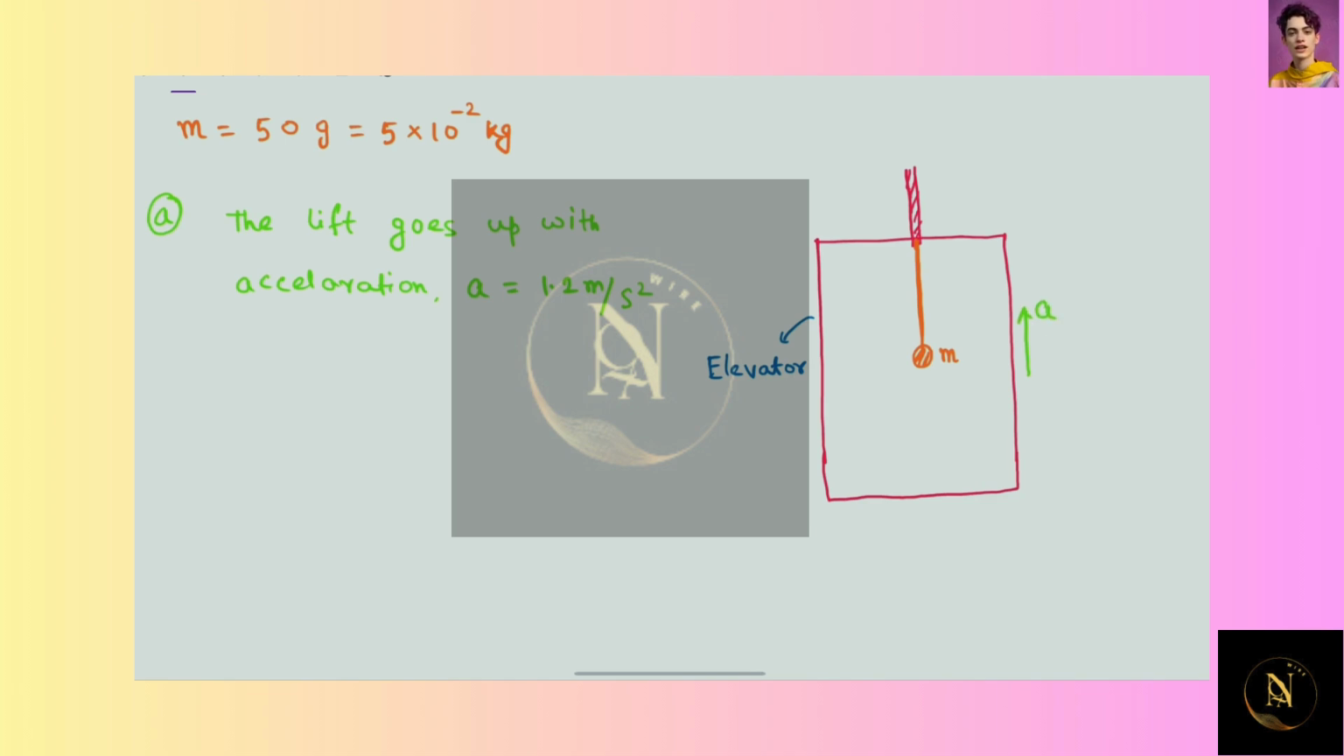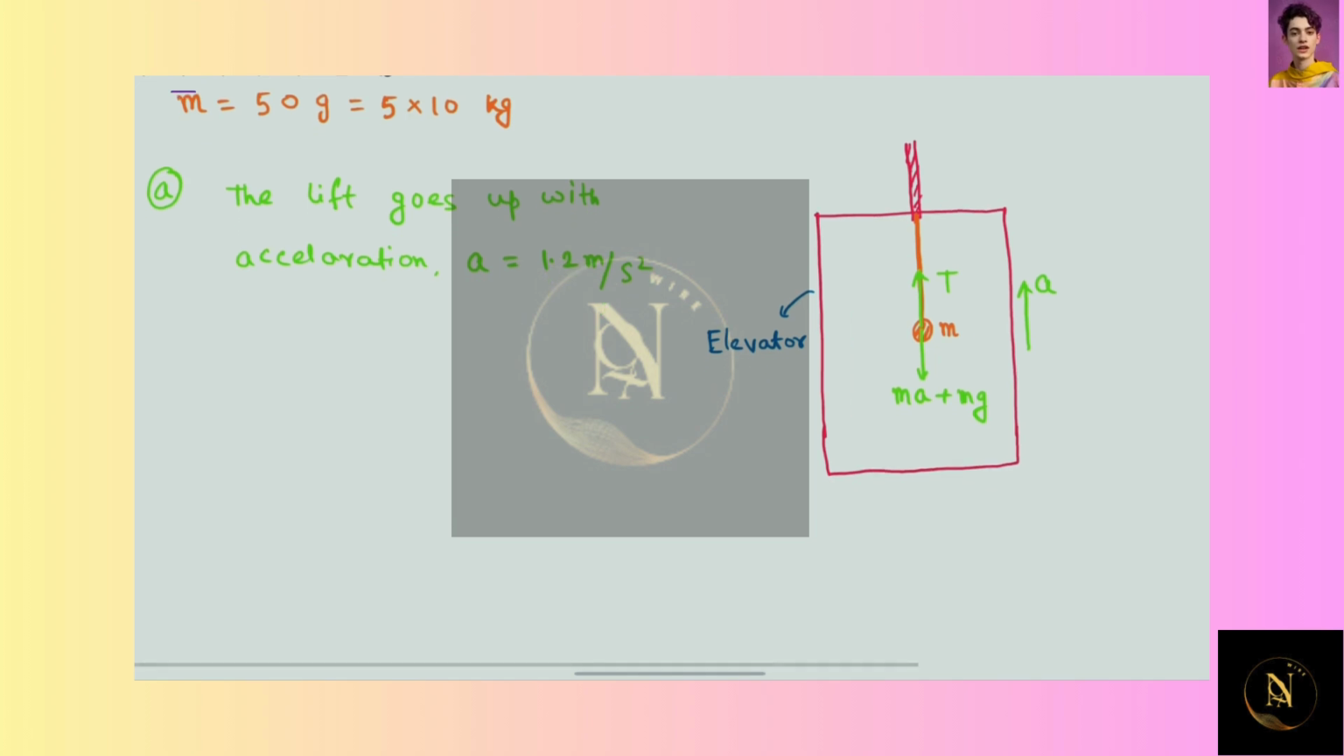Now on the bob, because of the movement of the lift, there will be a pseudo force acting in the opposite direction of the motion of the lift. So ma force will be acting downward. At the same time, the weight of the block, that is mg, will be acting in the downward direction. A tension force will be acting on the bob in the upward direction, which we have to find in this case.